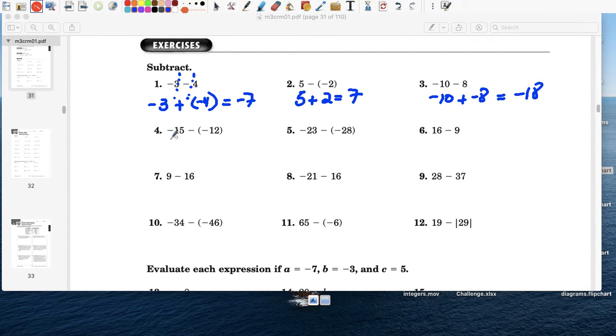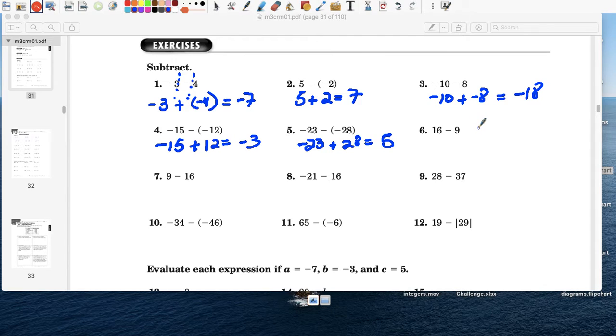So, negative 15 plus the opposite of negative 12, which is 12. Who wins the negatives? Because they have 3 more. Negative 3. Negative 23 plus the opposite of negative 28, which is 28. Who wins? Positive. Are they friends? No, so the answer is 5.